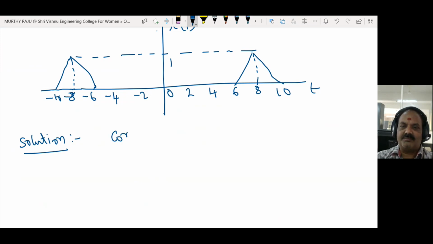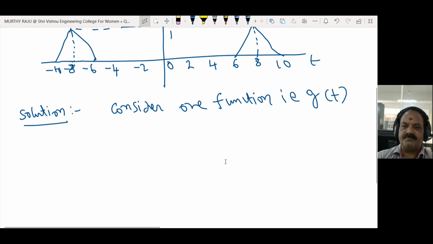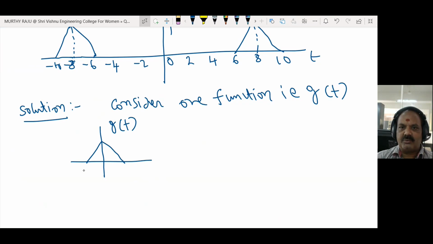Consider one function, g of t, with the interval limits from -2 to 2. This is the function g of t, the same shape, from -2 to +2.